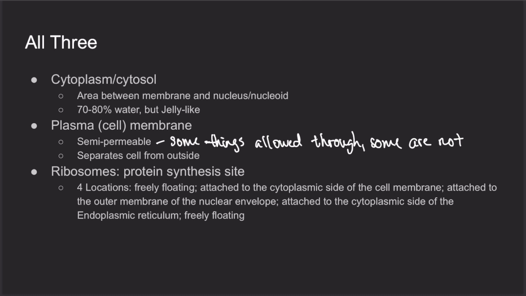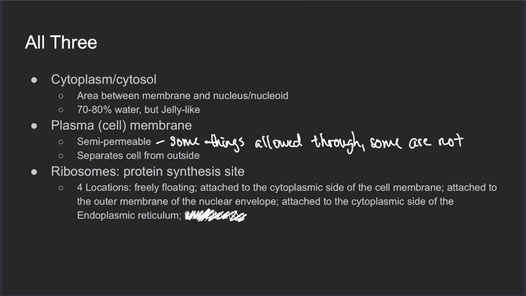Or you can find the ribosomes, I just realized I had freely floating on here twice. I should have proofread this before. Anyways, it can be attached to the cytoplasmic side of the endoplasmic reticulum, which is something we'll talk about in a little bit. So the 2 main ones you'll see are freely floating and attached to the ER. The other 2, not so much, but it's worth noting.